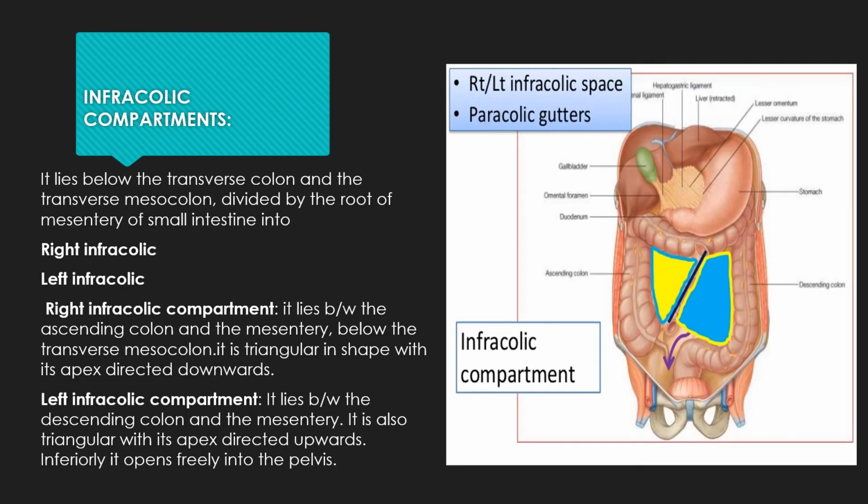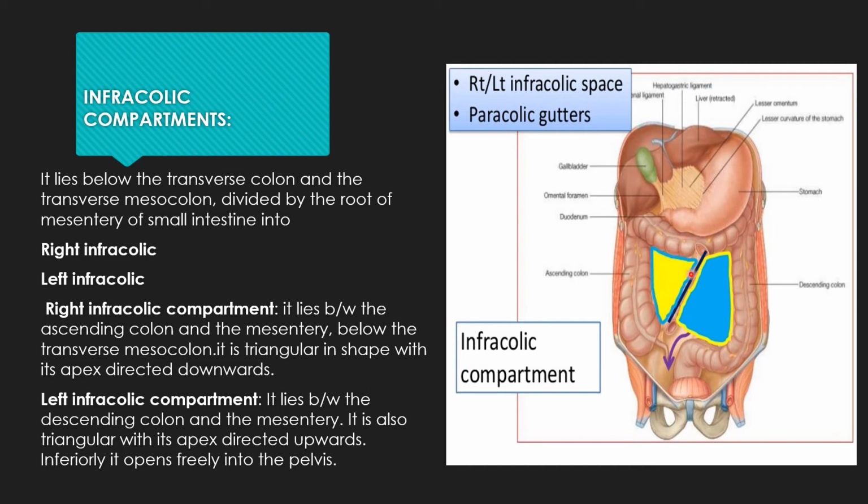So let's move forwards towards our infracolic compartments. Infra means below, colic means the large intestine, that is the part lying below the transverse colon and the transverse mesocolon, was the infracolic compartment. So you see, this is the transverse colon, and the part below this is known as the infracolic compartment. So this was all supracolic, and this is all infracolic compartment.